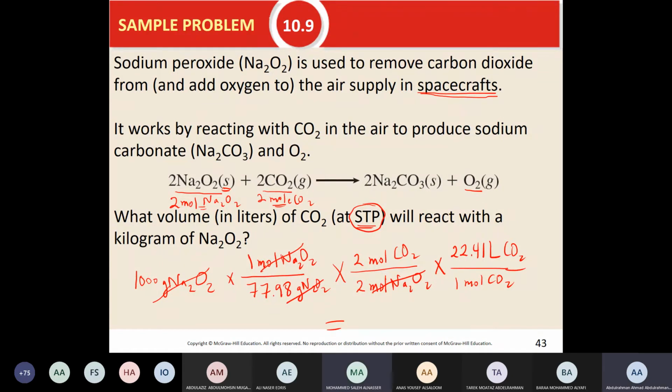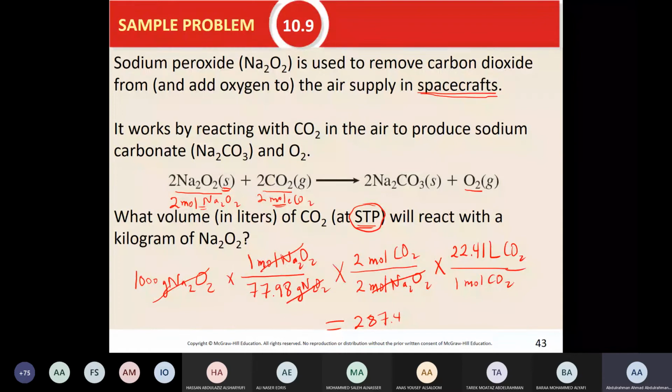That's it. Now give me the final answer. 287 point what? 38. I got 287.38 too. Is this clear? Okay, good. Next.